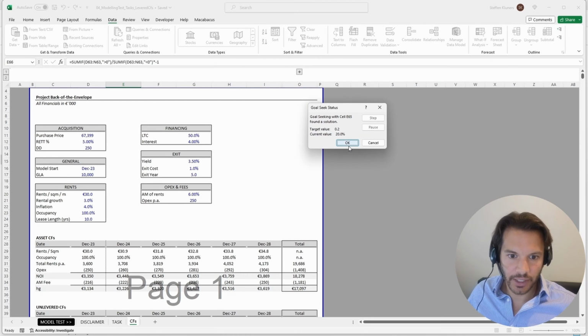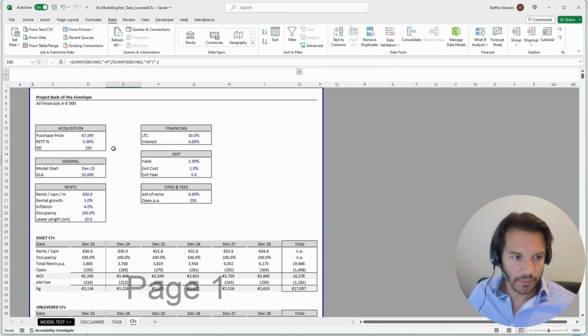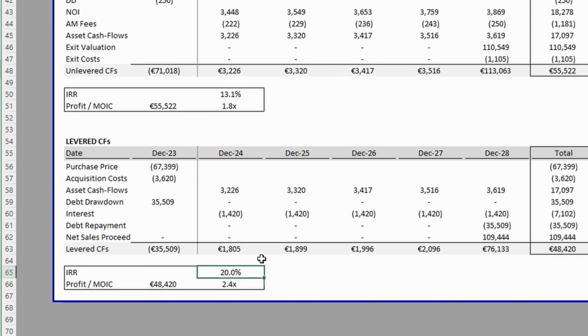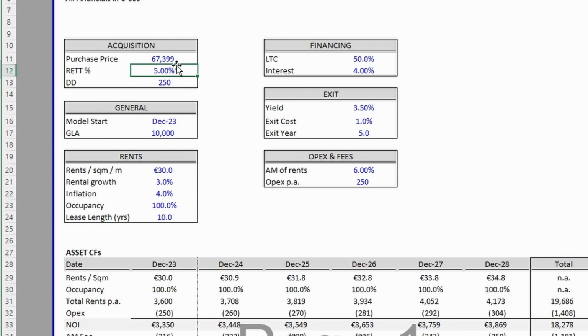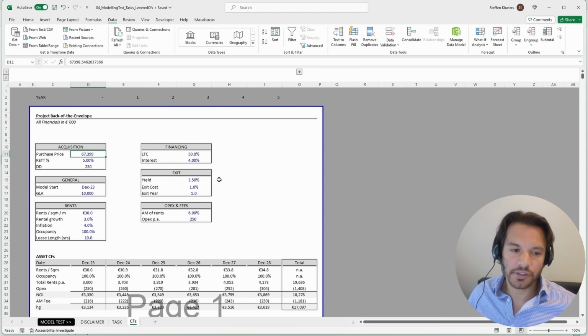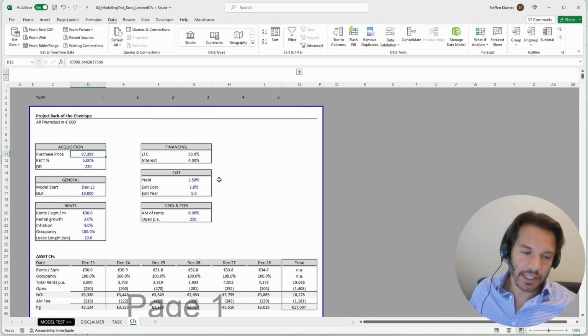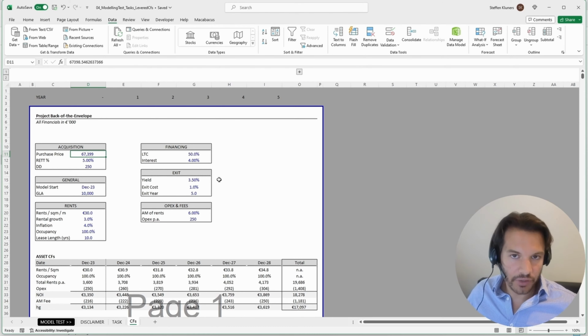So let's click on OK. And there you go. Now we can see the IRR is exactly 20% if Thanos pays 67.399 million euros for this asset. So this is the purchase price that Thanos can pay to deliver a 20% IRR, which is materially lower than the ask by the vendors. The vendors are asking for 90 million, and Thanos can afford to pay only 67.399 million.